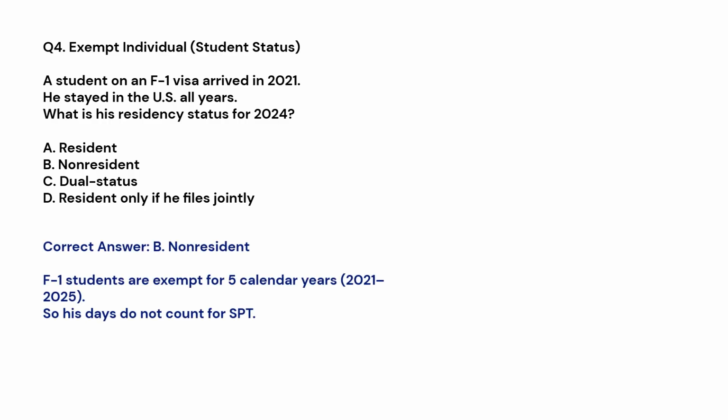Question number 4. Exempt individual, student status. A student on an F1 visa arrived in 2021. He stayed in the US all years. What is his residency status for 2024? Option A. Resident. Option B, non-resident. Option C, dual status. Option D, resident only if he files jointly. Correct answer is option B, non-resident. Reason: F1 students are exempt for 5 calendar years, 2021 to 2025. So his days do not count for SPT.